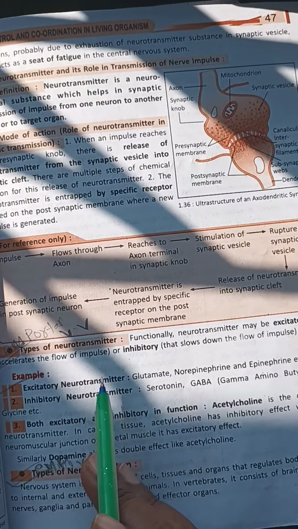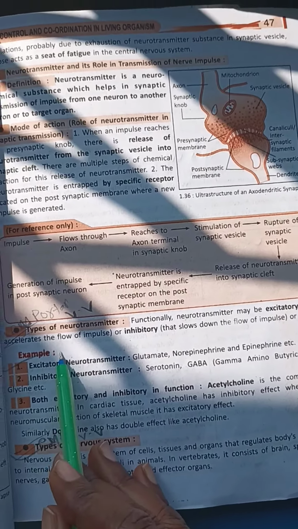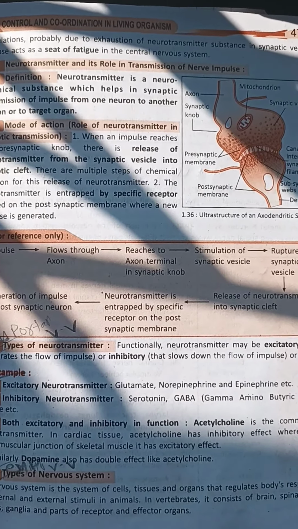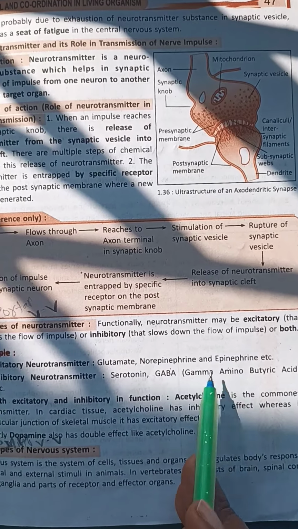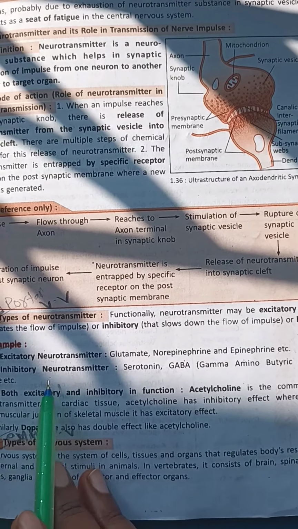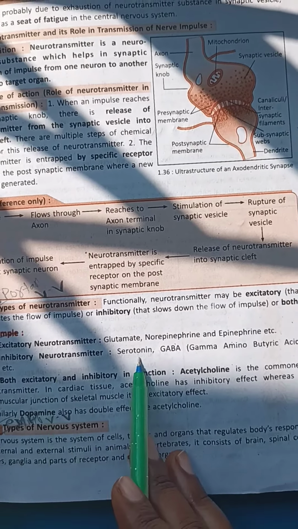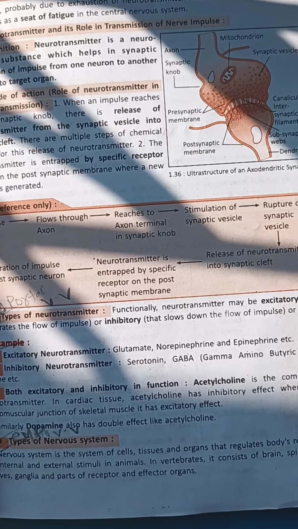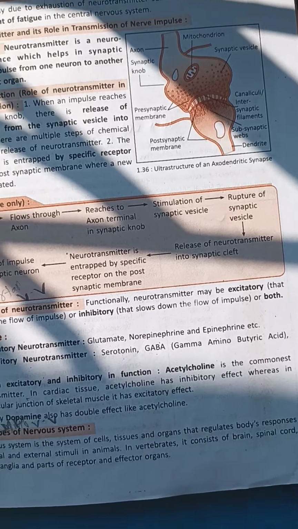Okay. Now, this chart is very important. Then you have the excitatory and inhibitory. Excitatory means which is going to excite the process or initiate the impulse process, that is glutamate, norepinephrine and epinephrine. Inhibitory neurotransmitter means which is going to inhibit the impulse, that is serotonin and GABA. There are certain transmitters which are both excitatory and inhibitory, that is acetylcholine.